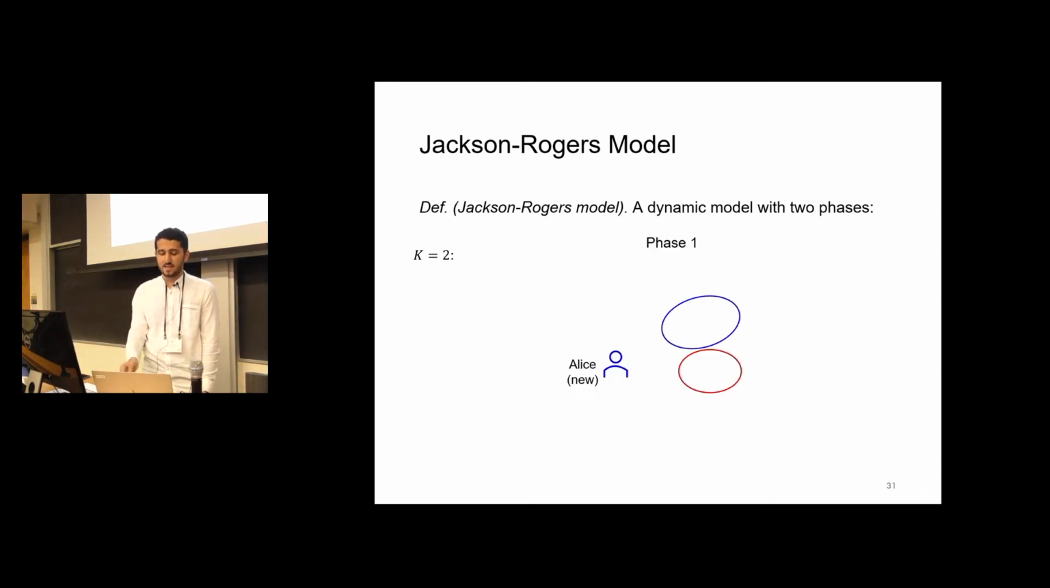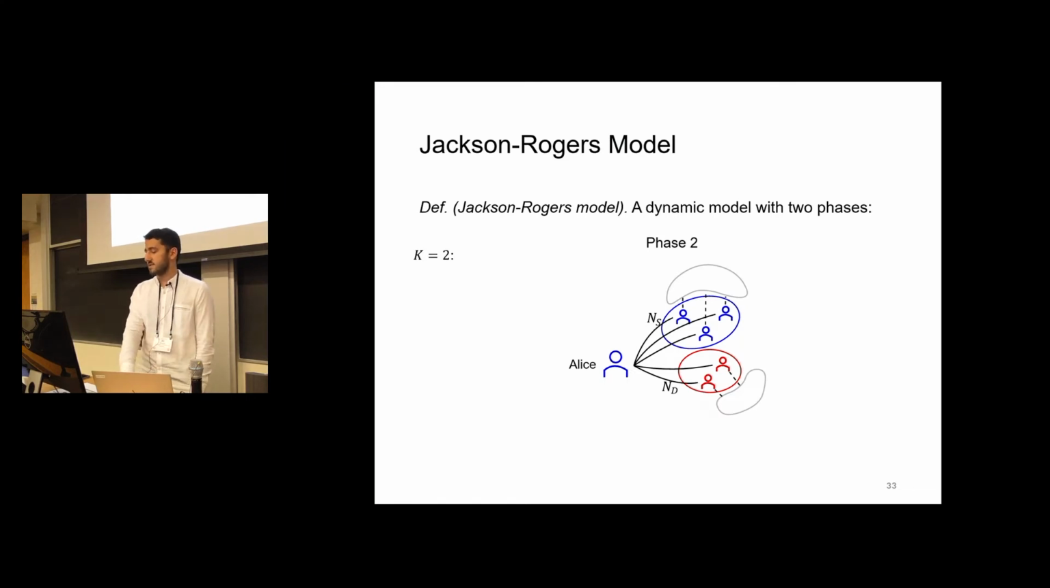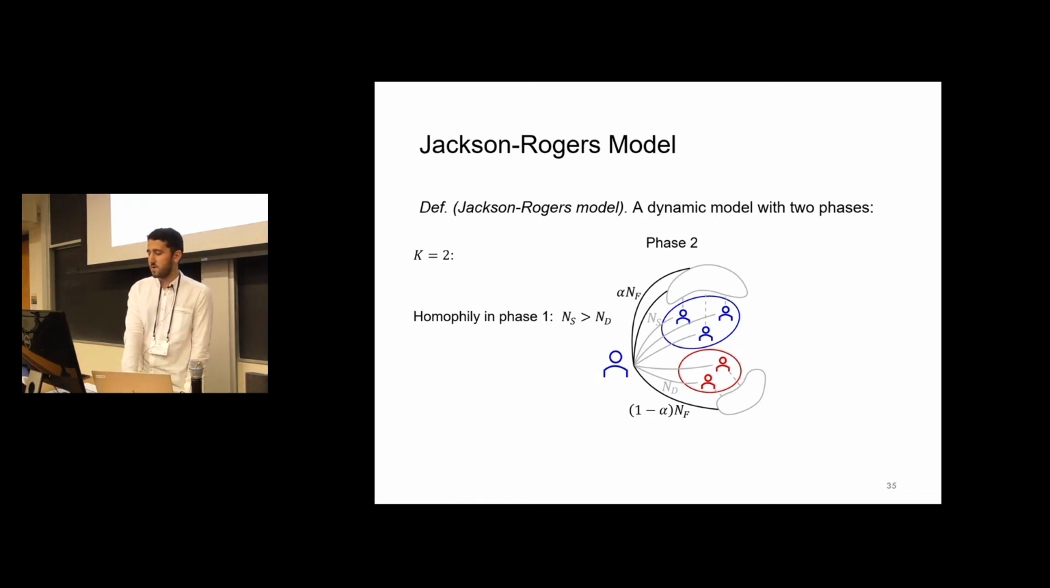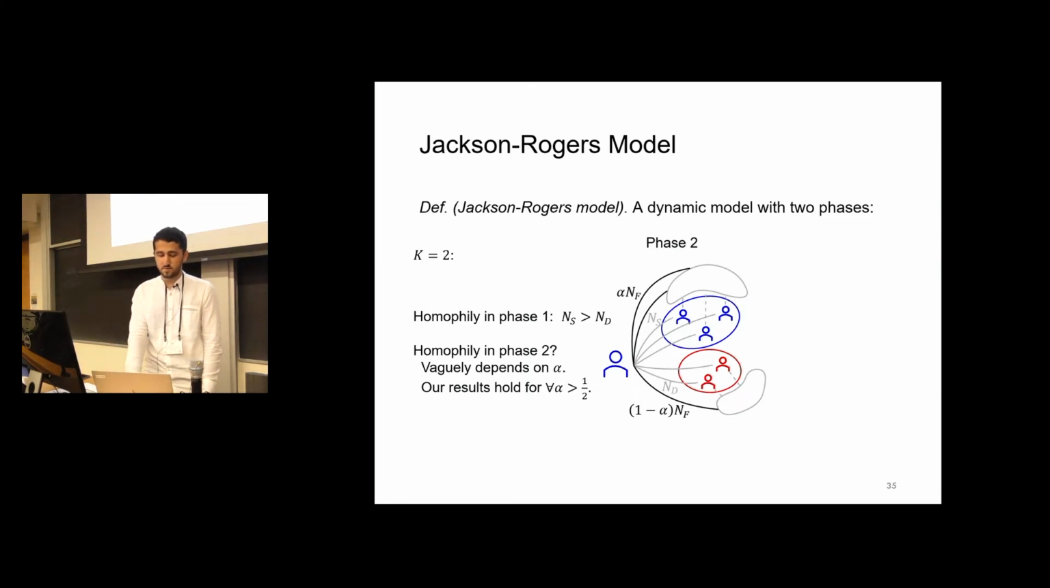In phase 1, let's say Alice is a new agent who just arrived. She chooses NAS similar friends and NAD dissimilar friends. In phase 2, consider immediate friends of initial friends. Alice is going to choose NAF from friends of friends, but this step is also biased. An alpha proportion of those friends of friends will be selected from friends of initial friends. Homophily in phase 1 requires NAS to be larger than NAD. We can define homophily in phase 2, but it's actually vague, and because the results do not depend on alpha or on this definition, we don't need to define homophily in phase 2.